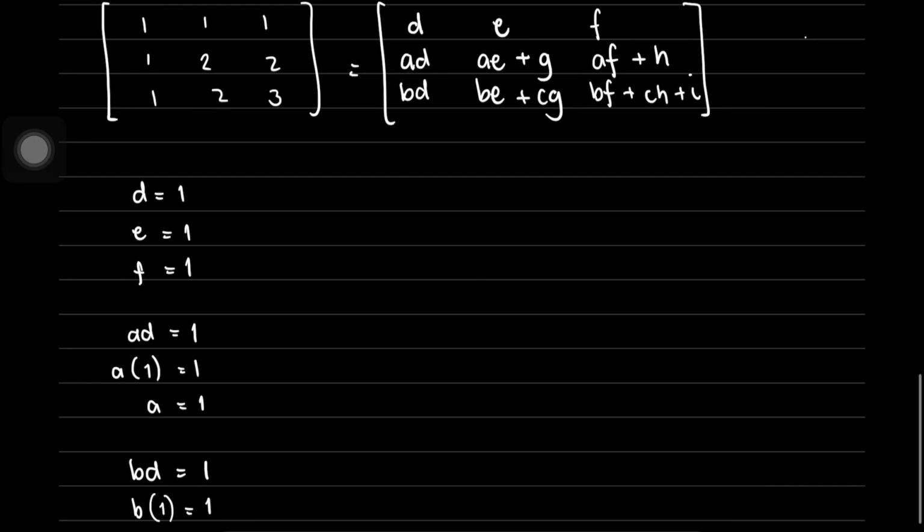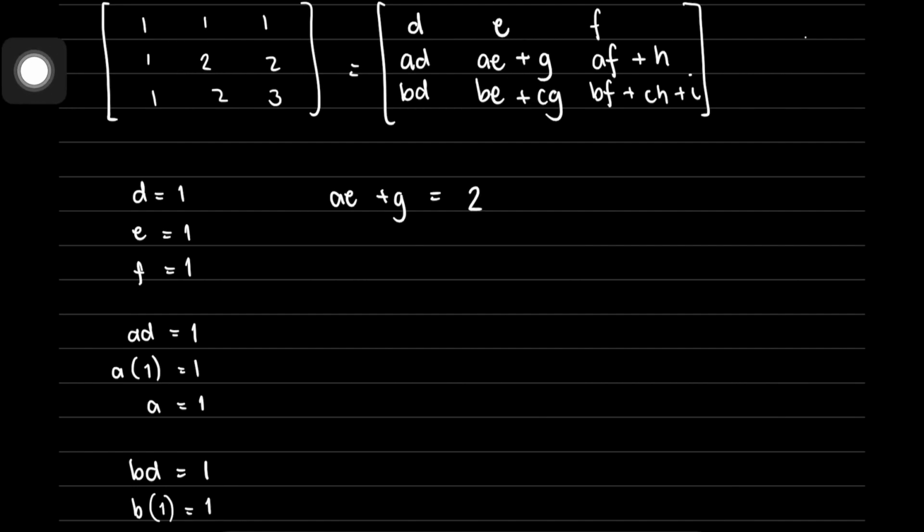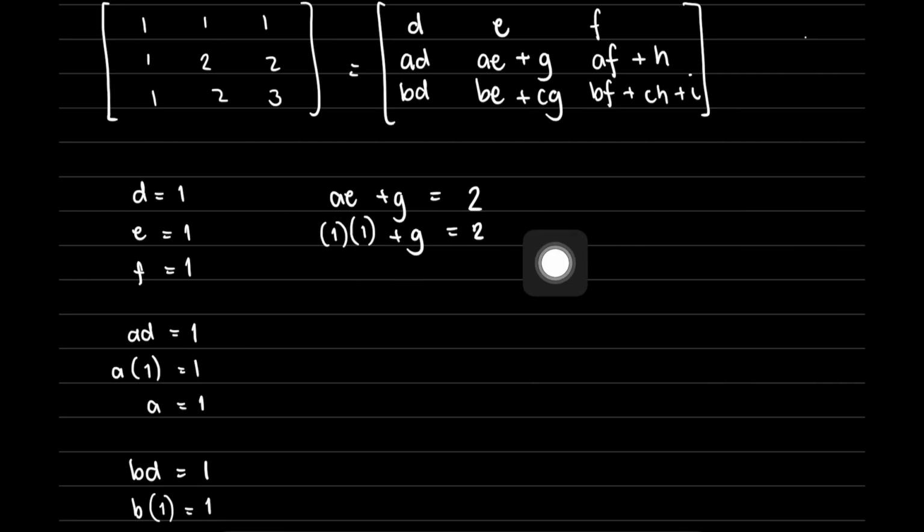So going further, we have AE plus G, and that corresponds to the value which is 2. So A is solved to be 1, E was determined to be 1 as well, plus G, and this is now equal to 2. Now 1 times 1, if we transpose it to the other side, we have G equals 1.